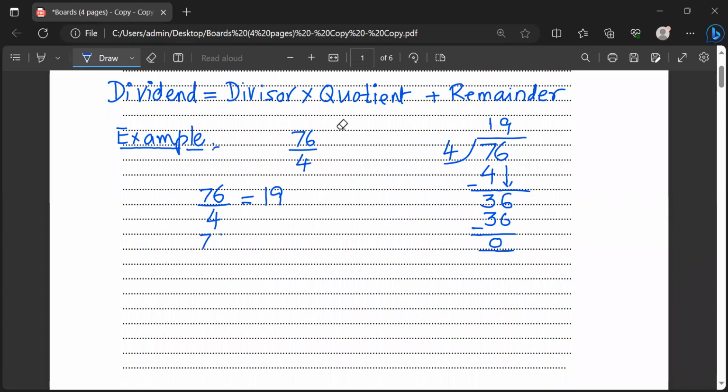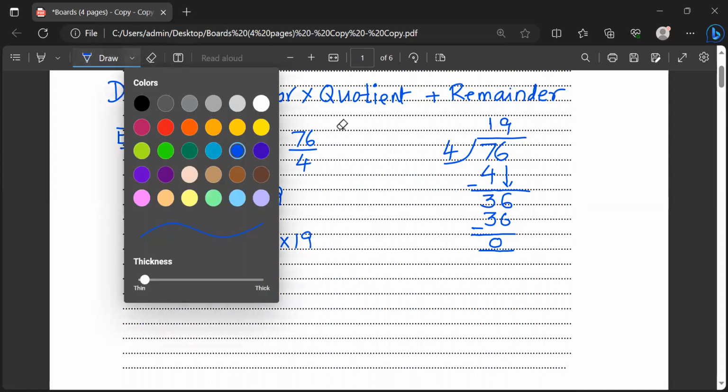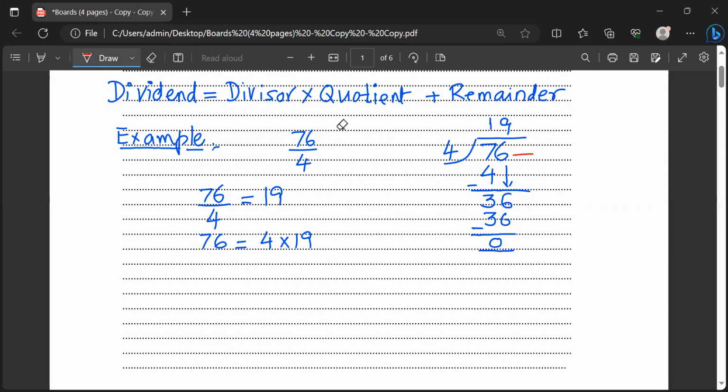Next, you can cross multiply, and you can write 4 on the right hand side multiplied by 19. So check what was this: 76. 76 was the dividend. This was the divisor, and 19 is the quotient. So 19 multiplied by 4 is 76.